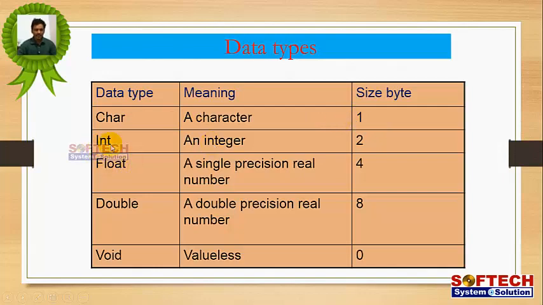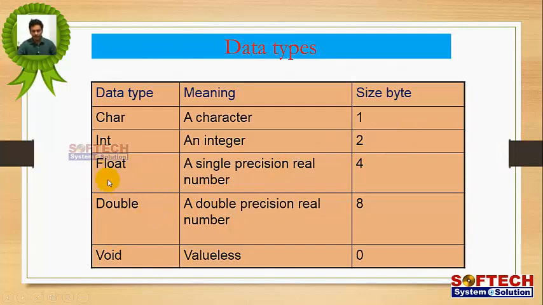Then the second data type is int, meaning an integer. If we want to access an integer, the int data type helps. The size of an integer is 2 bytes, that is 16 bits. An integer is a whole number, so it requires 2 bytes. Then float and double are for real numbers.